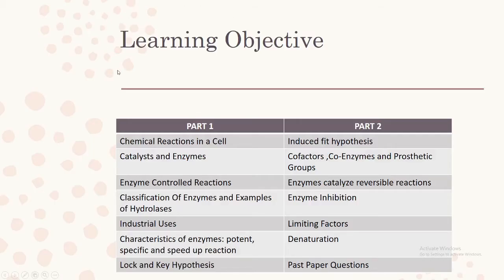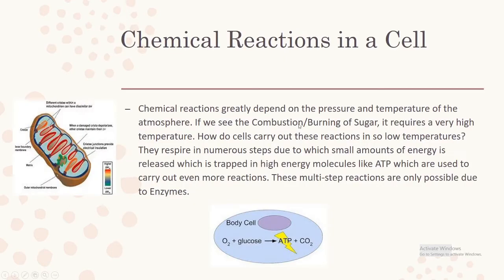Now this is the learning objective. This is part 1. In this we will learn chemical reactions in a cell, catalyst and enzymes, enzyme controlled reactions, classification of enzymes and examples of hydrolases, industrial uses of enzymes, some characteristics of enzymes, and the lock and key hypothesis. So let's continue with it. We have a lot to do.